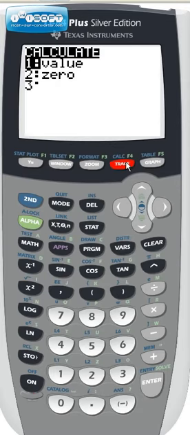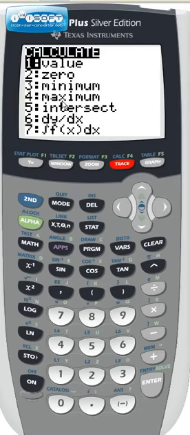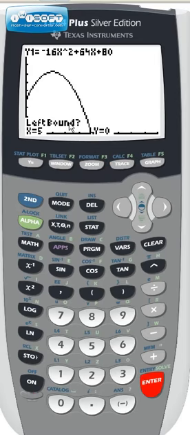If I go to second trace and I choose number 4 to calculate the maximum, the first thing it asks me is, what's the left bound? In other words, I have to get to the left of my high point. It looks like my cursor's down here on the right, so I'm going to use my left arrow and move the cursor so that I go to the left of the maximum point. As soon as you get to the left of that value, I'm going to press enter.